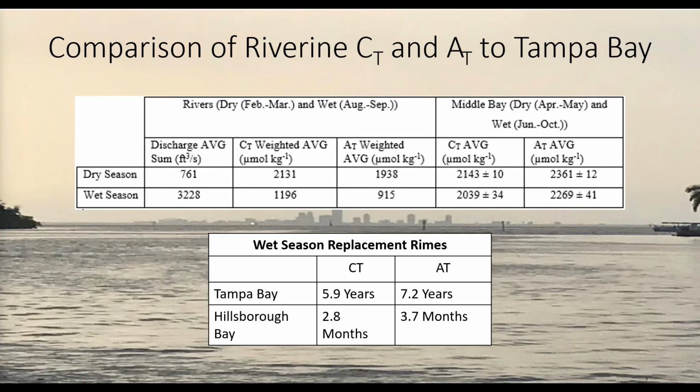So as a means of conceptualizing the CO2 system inputs to the bay, it's useful to consider replacement times using these flow-weighted river averages of CT and AT and bay volumes. As such, replacement times for Tampa Bay are on the scale, you could see, of several years, while replacement times for Hillsborough Bay using inputs from only the Hillsborough and Alafaya rivers is on the scale of months. So it's clear the rivers exert a modest impact on CT and AT in Tampa Bay, but have a substantial impact on Hillsborough Bay in the wet season.